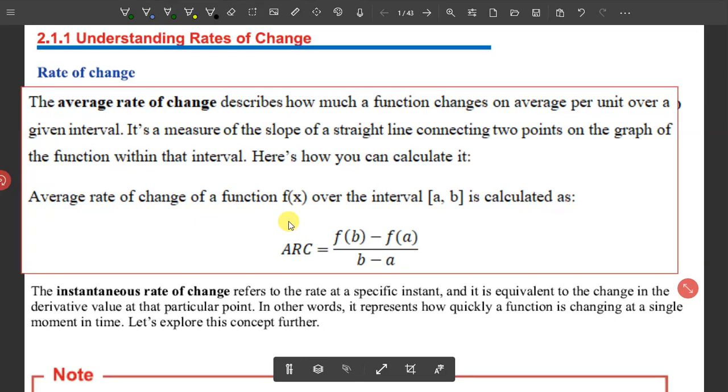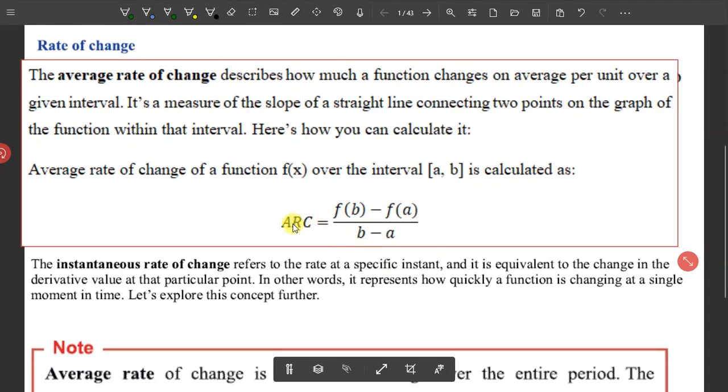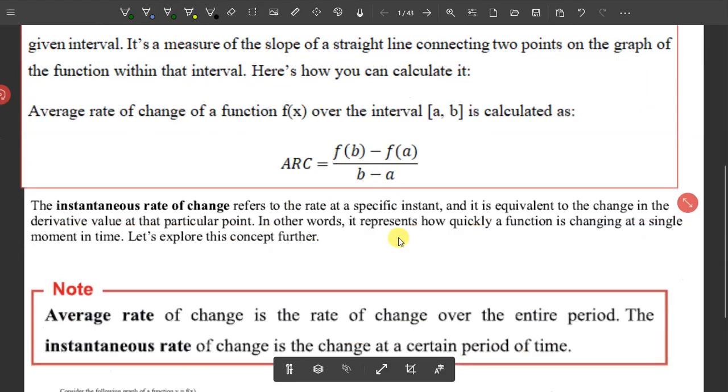Here is how to calculate the average rate of change of a function. Suppose there is a function defined over the closed interval a to b. Then the average rate of change is f of b, which is the change in y over this interval, over the change in x, b minus a. That is, ARC equals f(b) minus f(a) over b minus a. Let me demonstrate using the graph of a function.